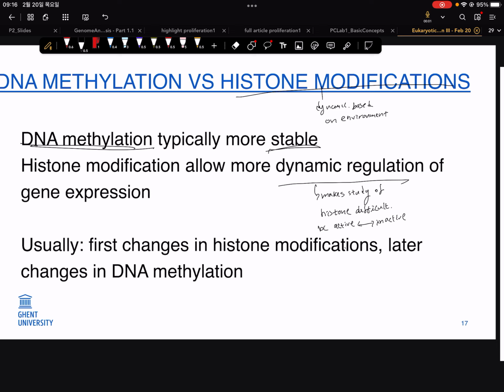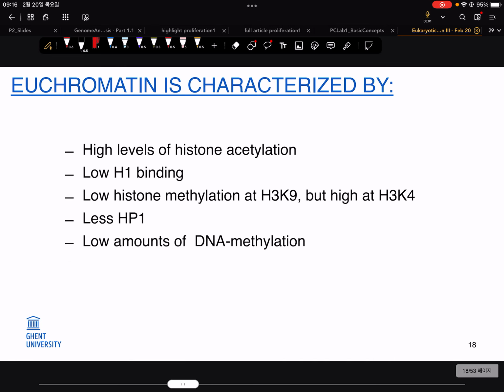In general, euchromatin is the easy one to work on. Histone acetylation is present in high levels in euchromatin. In this open chromatin state, I told you H1 is the lock. H1 is uncommon in euchromatin, so low levels of H1. And I specifically say low and not absent. You will have a little bit of H1, but way less than in heterochromatin.